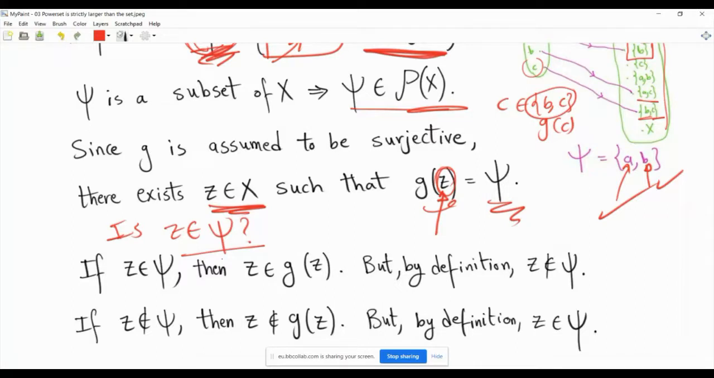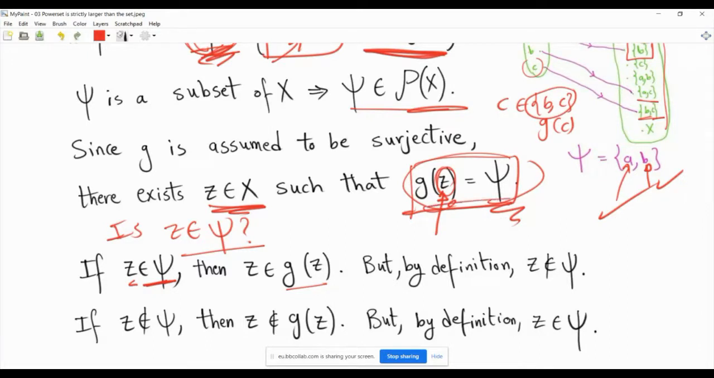So, is that in this set? Okay, so let's try to answer this question. If Z is in psi, then it is in G of Z, because G of Z is equal to psi. Again, what is this relation that we have here? Psi is a subset of X that we have constructed. Psi is an element of the power set of X, which is the codomain of G. Because G is surjective, there must be a Z such that G of Z is equal to psi.